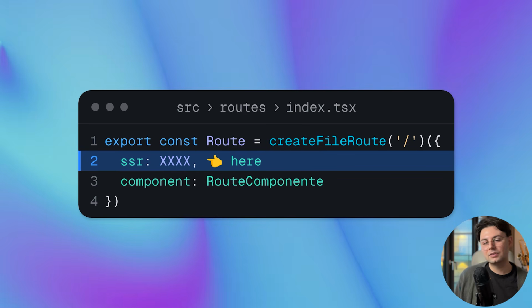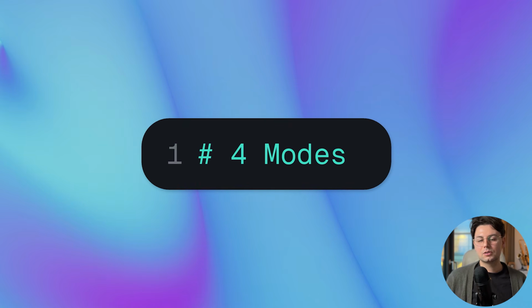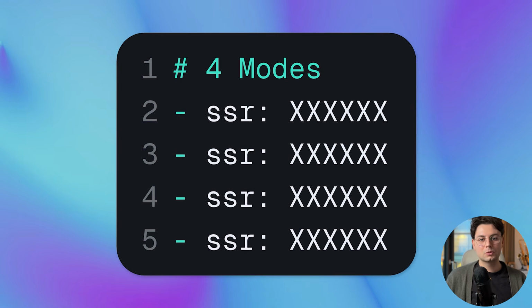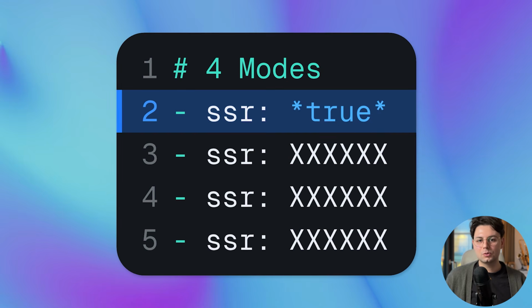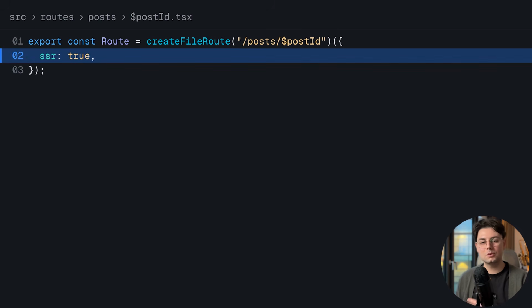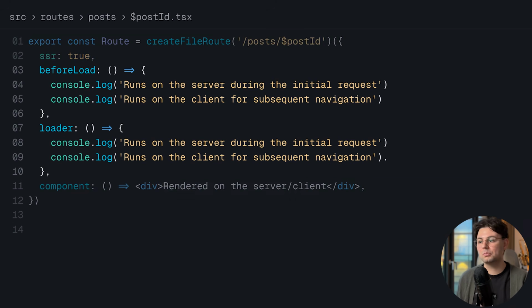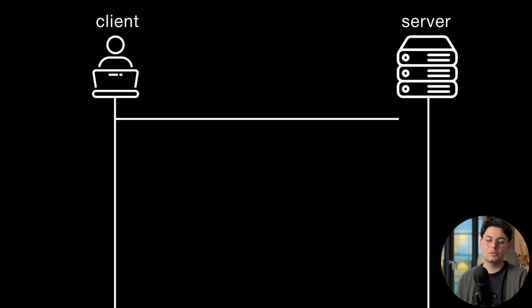And the second way of setting up this configuration entry is to just do it at a page level, and inside each page where you're calling create file route, you can pass in your SSR configuration. So the first option, which is also the default one, is setting SSR to true. And when it's set to true, both your component, the loader, and also the before load function get called on the server if it's the first time that you're visiting the website.